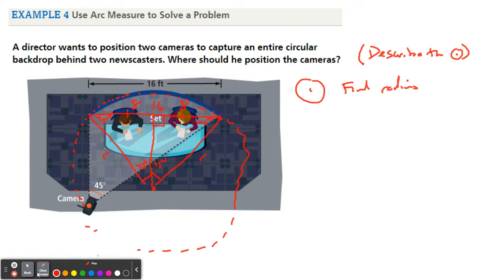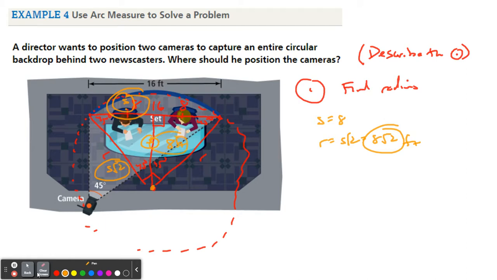These are both 45-45-90 triangles, right? Side lengths S, S, S square root 2. So if this is S, this is 8. So if S is 8, we know that the radius is going to be S square root 2, which is 8 square root 2. That's our radius, and that would be in feet. And now we also know that this center is going to be 8 feet away from the set, because these are both S's.